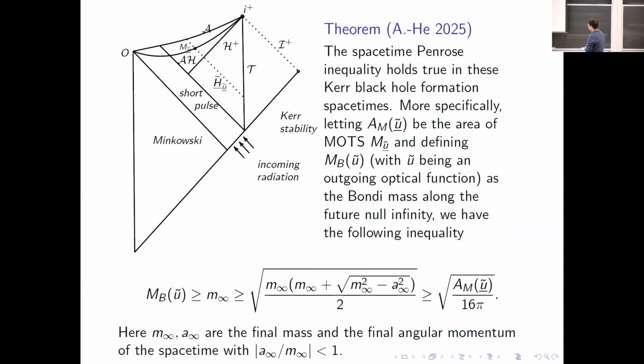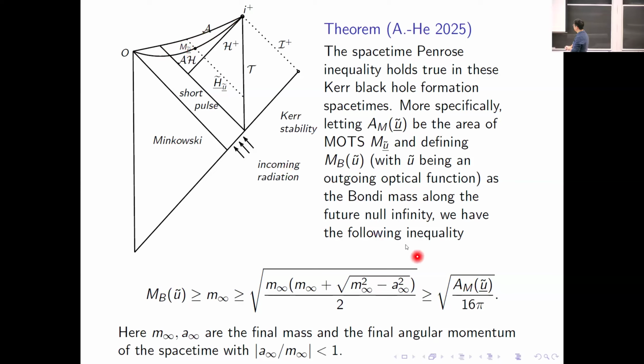So based on this picture, there is some interesting geometric quantity we can study. For example, there is the so-called Penrose inequality, which wants to relate the area of the MOTS with the ADM mass, right? Okay, so let's see what we found. By this argument, we found that along the apparent horizon, the area of the MOTS never decreases. It increases in the beginning and then never decreases toward the future.